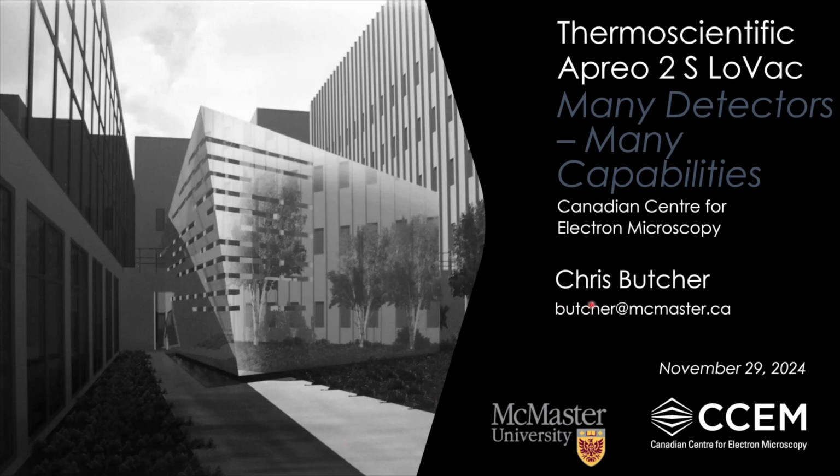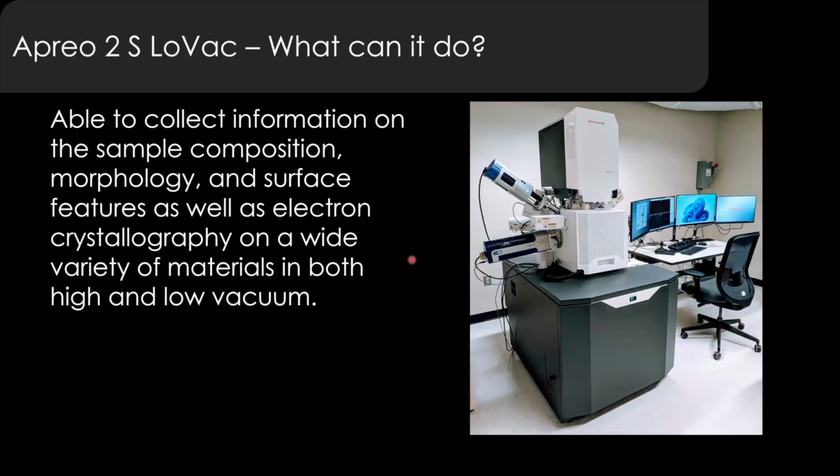So the machine we're going to be talking about, as Sam said, is less than a year old. We got it installed in January and working in February. It can be used for a lot of different techniques for getting information on the sample composition, the morphology and surface features, as well as electron crystallography. And it does have high and low vacuum settings. So you can see on the microscope itself our X-ray detector, and over here our EBSD detector for collecting crystallographic information.